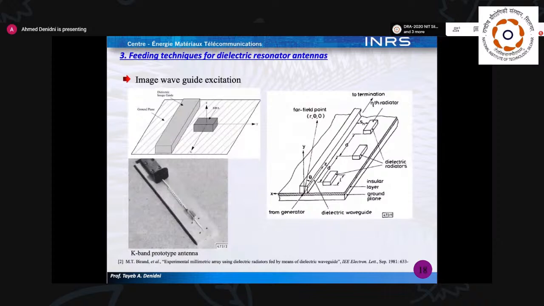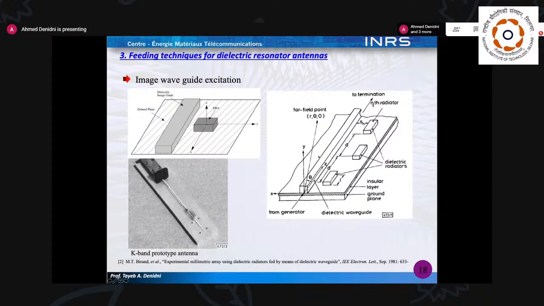Another feeding that we can use is the image waveguide excitation. We have the waveguide here and the dielectric resonator here. And even here we can use many elements. They are fed with the same line. And this is an experimental millimeter wave antenna using a dielectric resonator, but by means of a dielectric waveguide. This means you see another way to excite the dielectric resonator, but with coupling by using image waveguide.